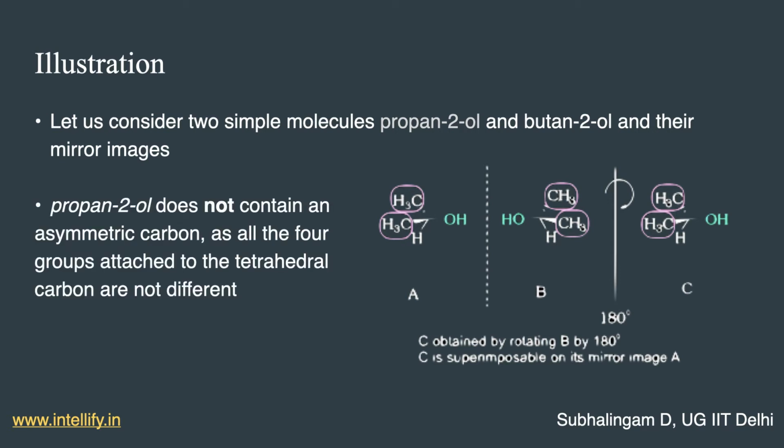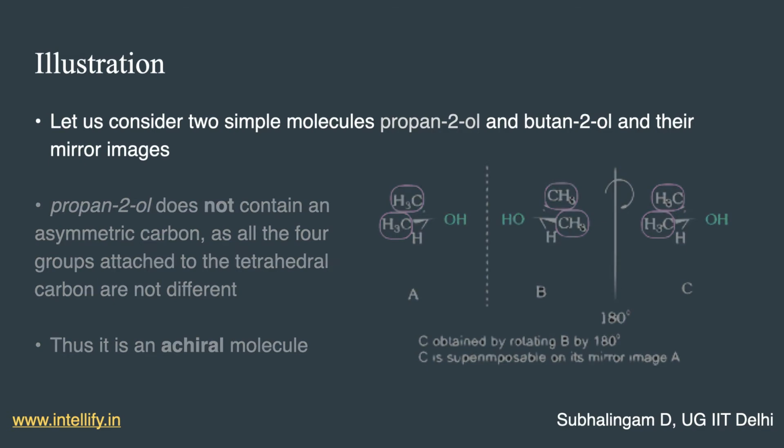So, since propan-2-ol does not contain an asymmetric carbon, as all the four groups attached to the tetrahedral carbon are not different, this is called an achiral molecule. We call it achiral because the mirror images are superimposable, and this on my left, that is, it lacks a stereocenter, is an observation for an achiral molecule.